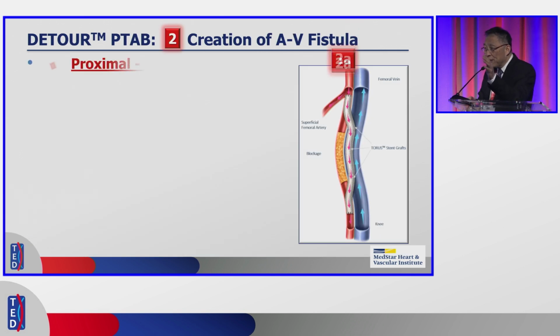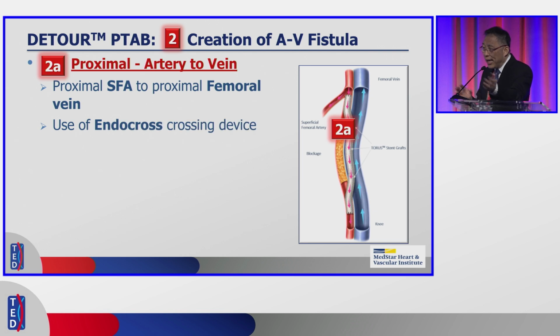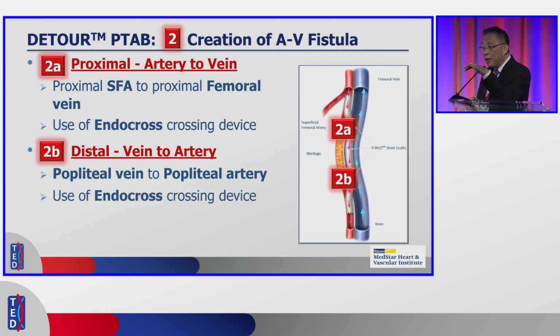So the next thing is creation of the AV fistula. And again, very simple. We have a device called the Endocross. Basically the first thing is you cross from the SFA to the femoral vein. And then after you've created it, you create a fistula again from the popliteal vein to the artery.